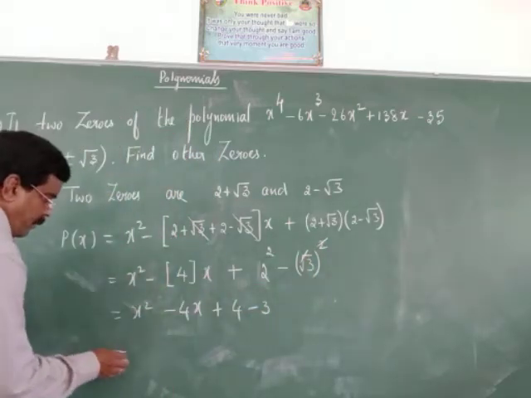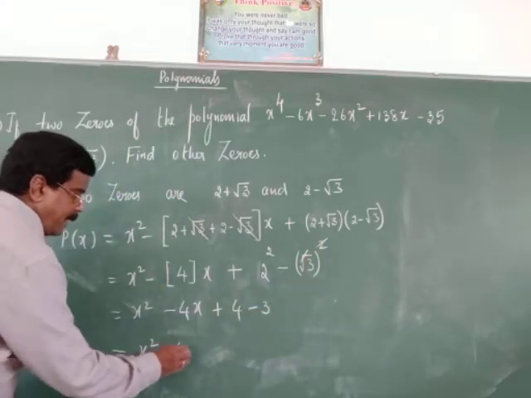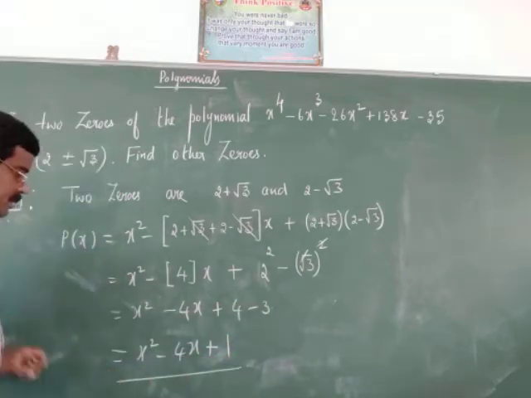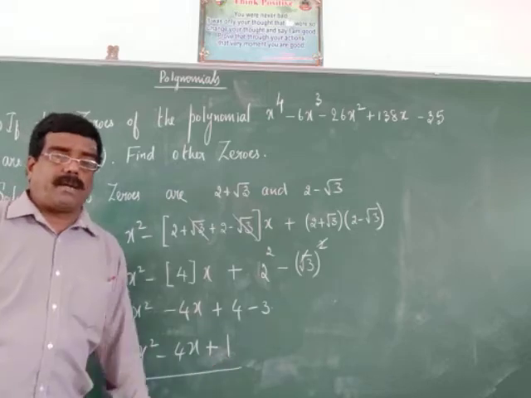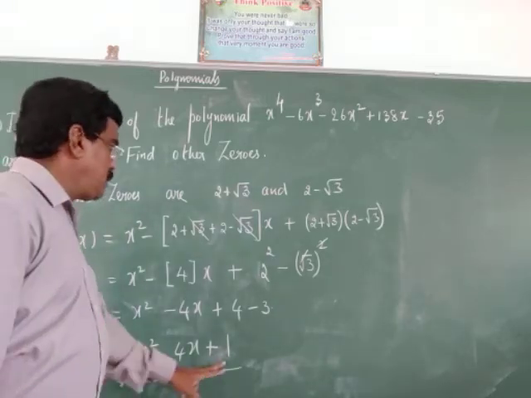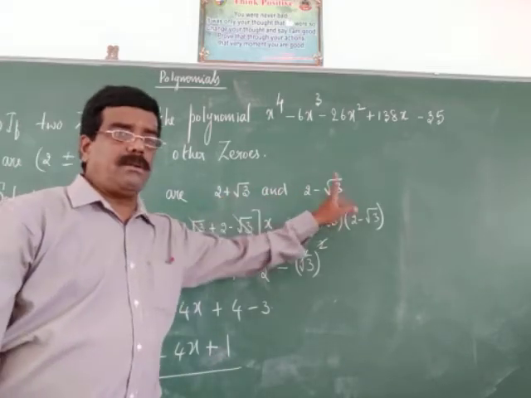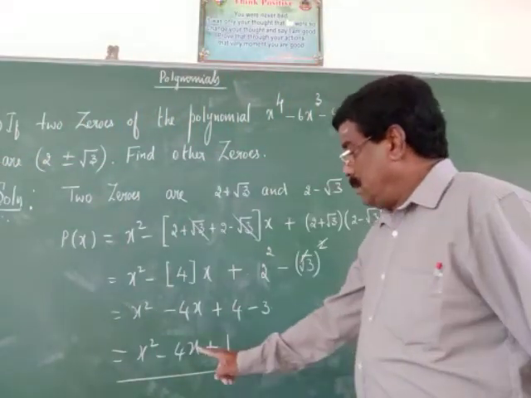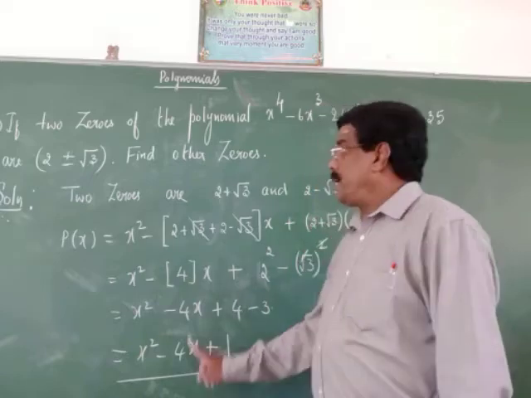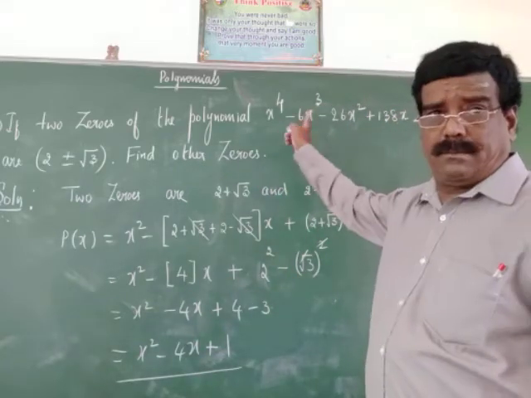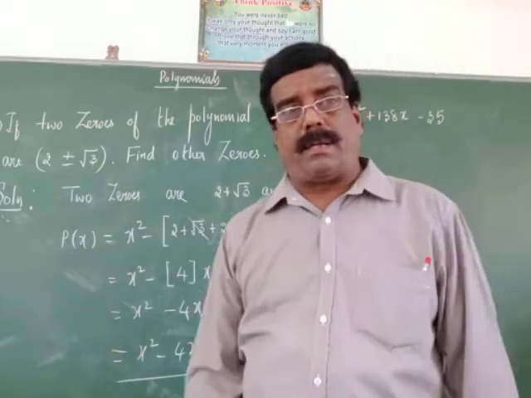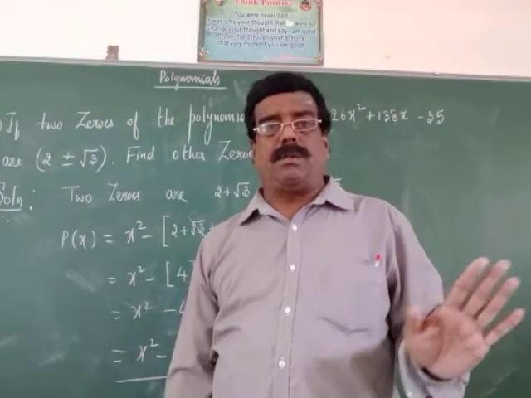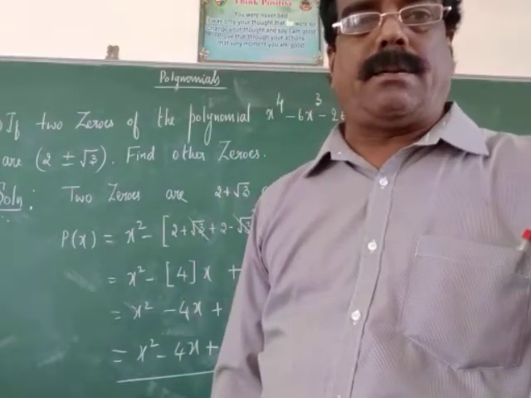So finally what we got? X square minus 4x, see, plus 4 minus 3 means 1. See, this is the quadratic polynomial whose zeros you must know, 2 plus root 3 and 2 minus root 3. Now, by using this quadratic polynomial, you will divide the given polynomial. So you will be getting another quadratic polynomial. That you have to factorize to get the zeros. That's the procedure, students, that you will see now.